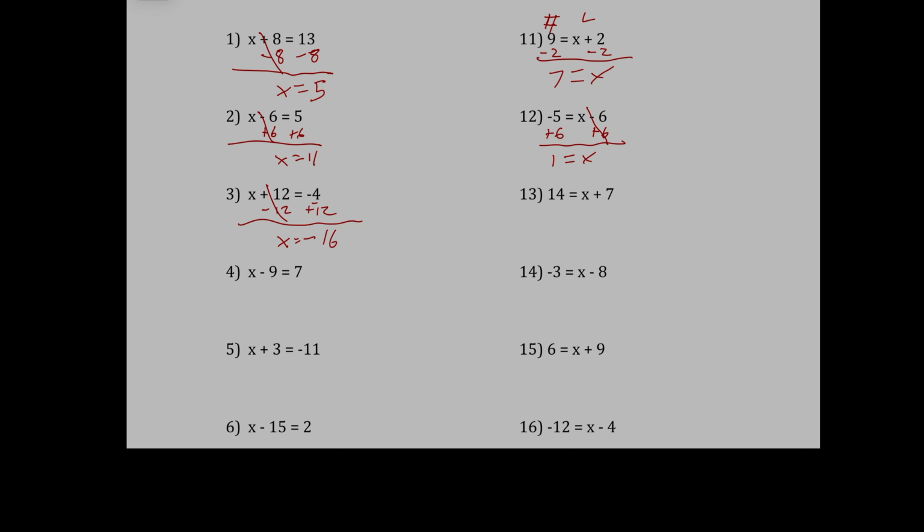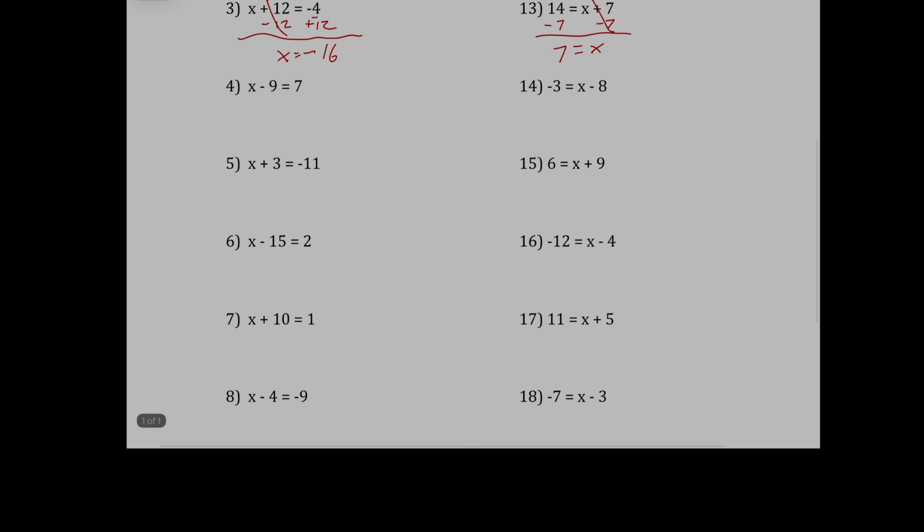There we go. Now the one over here, number 13, who do we want to move, 14 or 7? We want to move the 7 because we're trying to get the x all by himself. And that'll do it. I'm going to get 7 equals x. Let's keep going. If you want to write x equals 7 because you just feel better seeing it on the left, that's fine, but you don't need to. Plus 9, boom, x equals 7 plus 9 is 16.